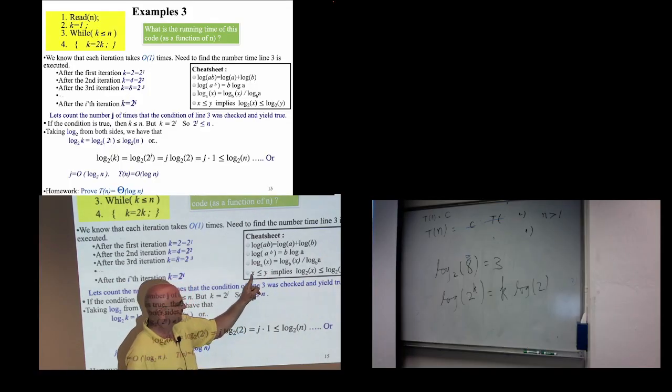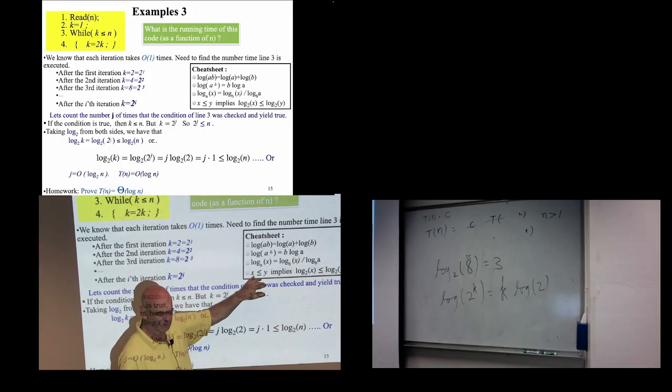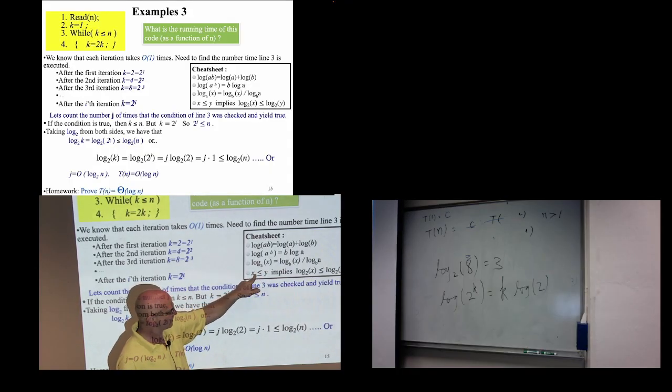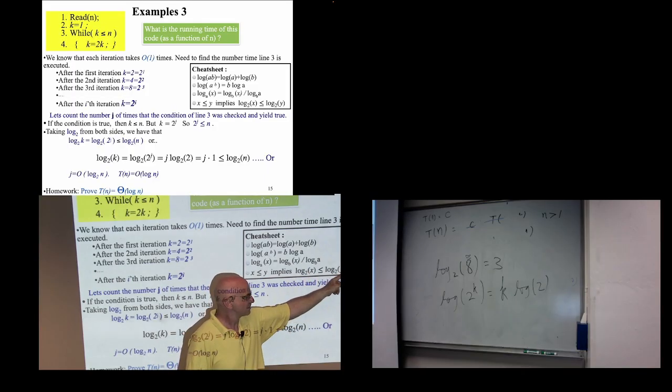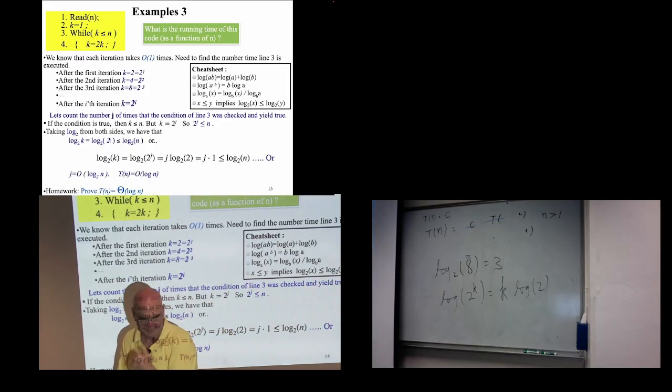One more rule: if x is smaller than y, and both positive, by the way, should say both positive, then log, no matter what the base, if it's larger than 1, log to the base 2 of x is smaller than log to the base 2 of y. Okay, now we are ready to analyze this code.